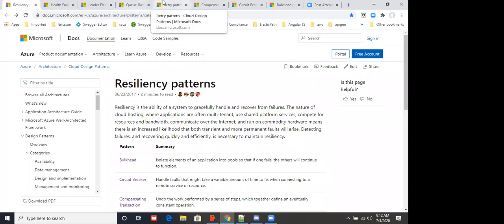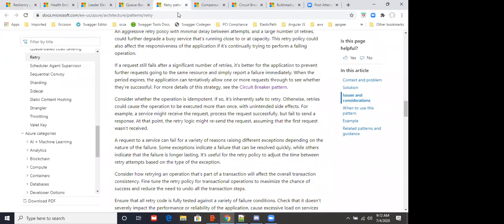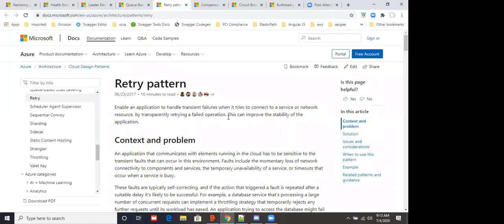Let's start with one of the simplest patterns, like retry, and then we'll definitely go and cover all of the patterns. As the name suggests, retry is one of the simple techniques where if the failure is transient or temporary, I mean it could be intermittent, and you know that if you just retry it's likely to succeed, then you use the retry pattern.